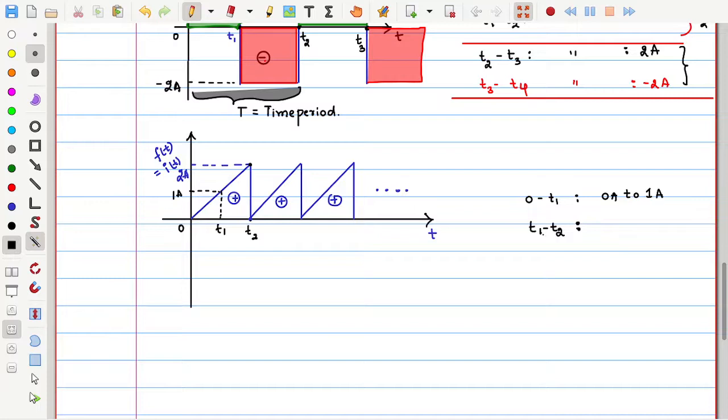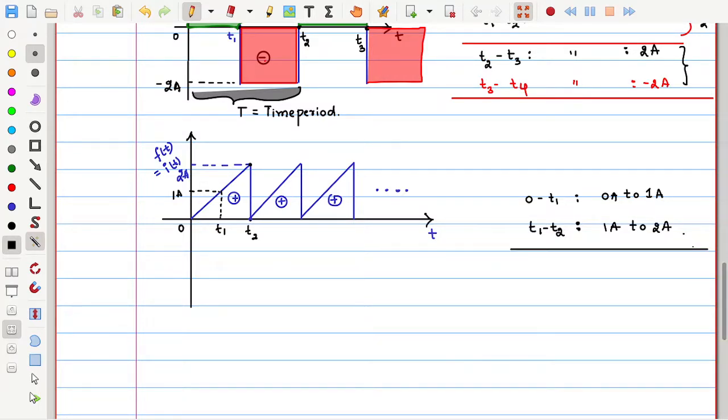So, am I getting T1 to T2 again 0 to 1 ampere? Am I getting again 0 to minus 1? No, I am not getting that. What I am getting is 1 to 2 amperes here.